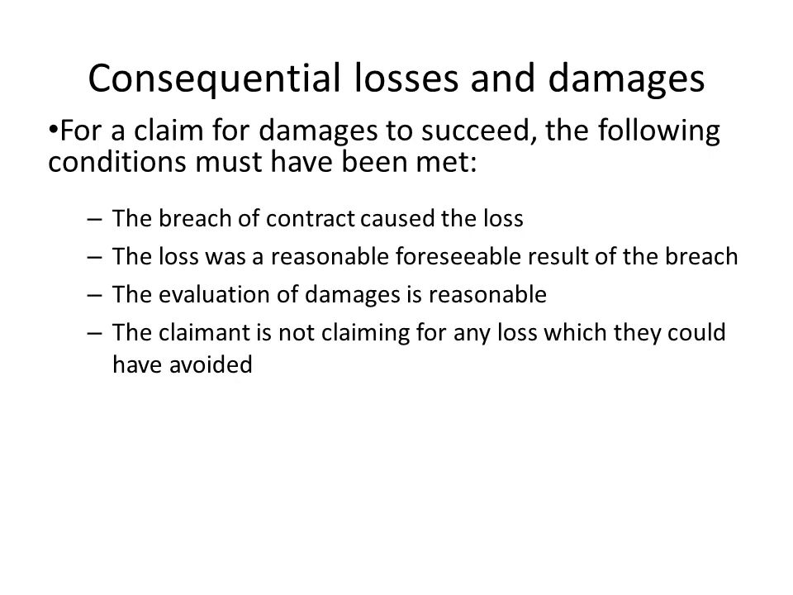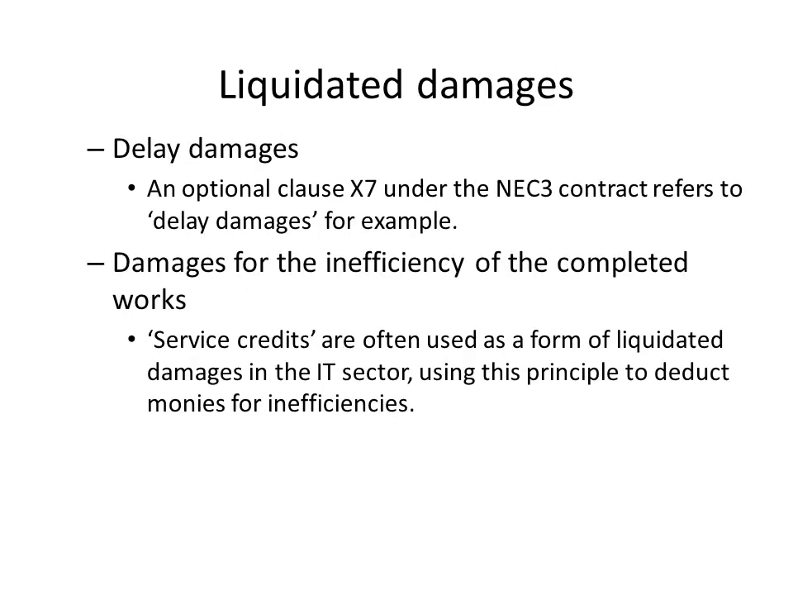Consequential losses and damages can be claimed. So for you to be able to claim damages, the breach must have caused the loss, the loss was foreseeable, you can evaluate the damages reasonably accurately, and the claimant is not claiming for a loss which they could have avoided. So you can get consequential damages providing that's in place.